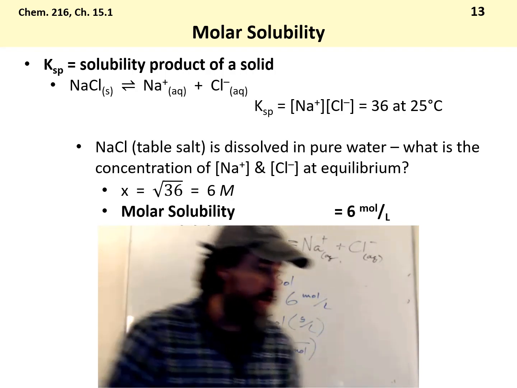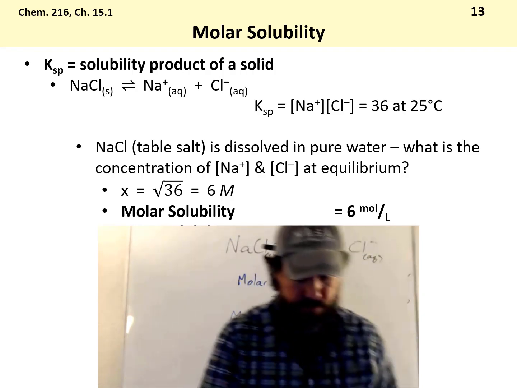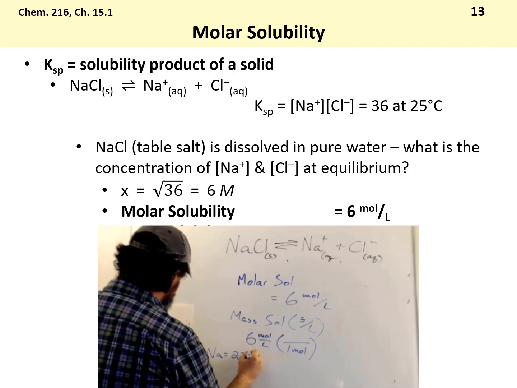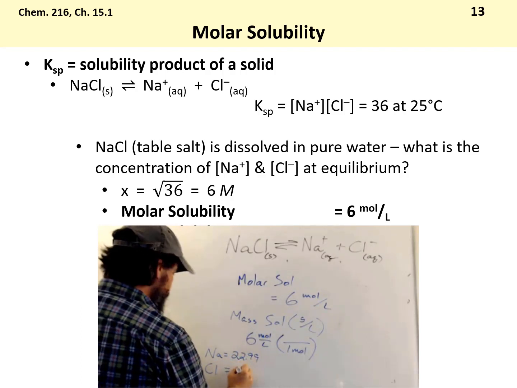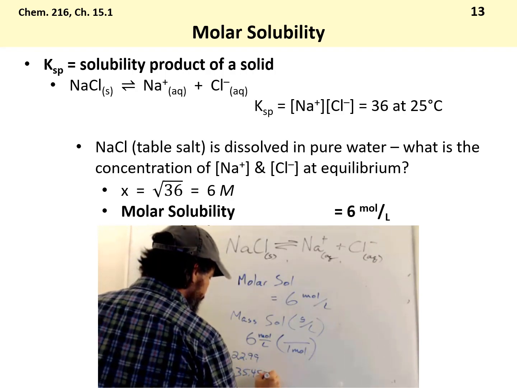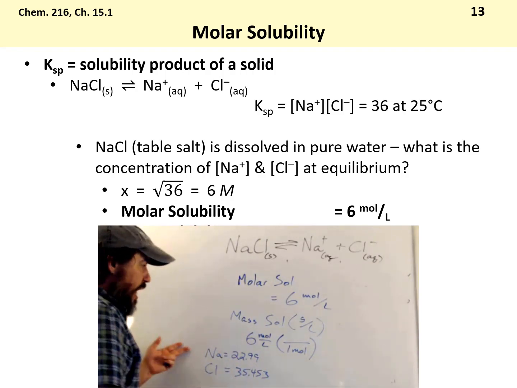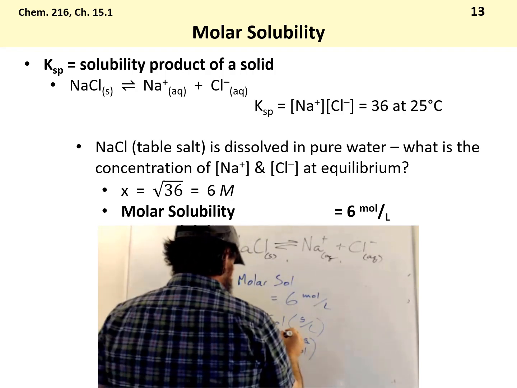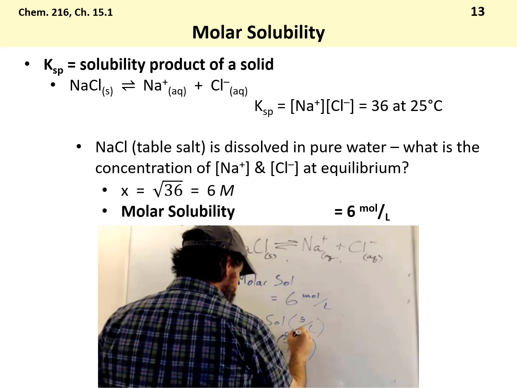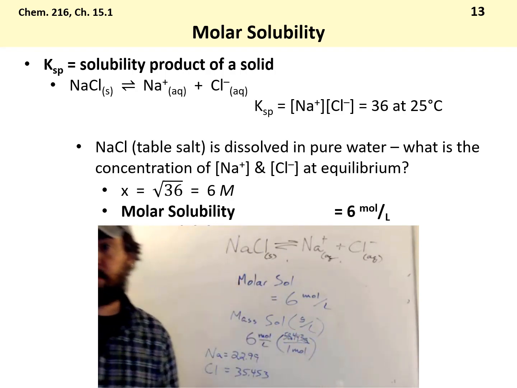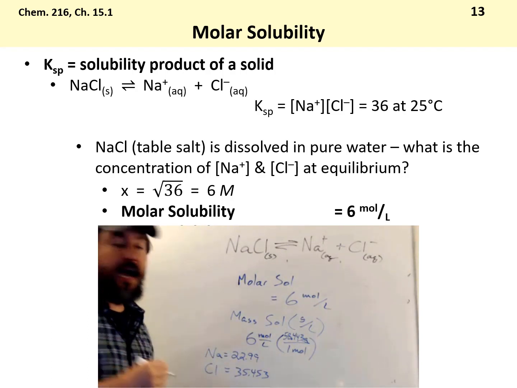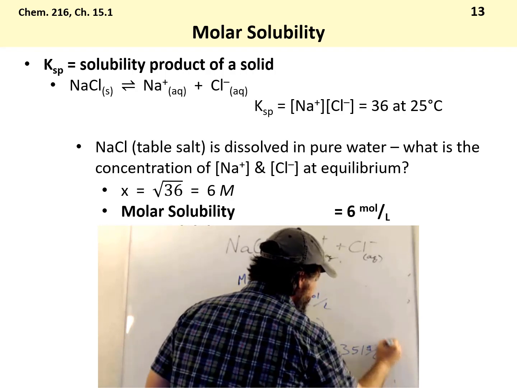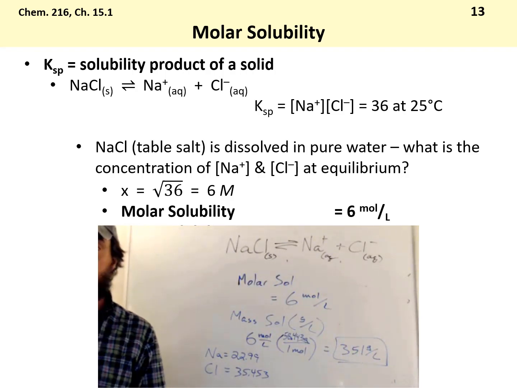So if I look at the periodic table, for sodium, it's 22.99. For chlorine, it's 35.453. I sum those up, and that's going to give me the grams per 1 mole, right? So that's going to be 58.443, right? And I do this, and I'm going to end up with my mass solubility of 351 grams per liter.